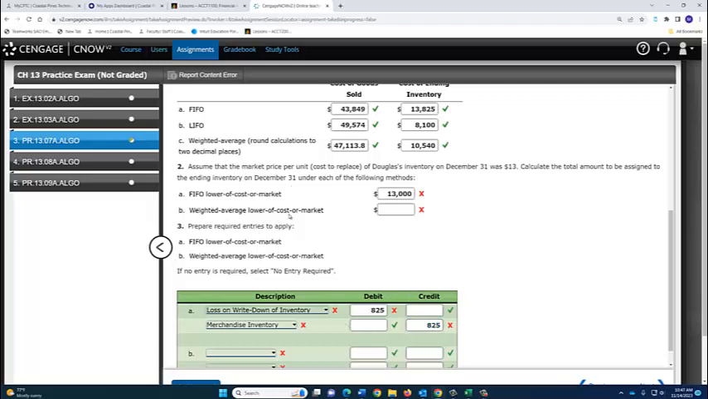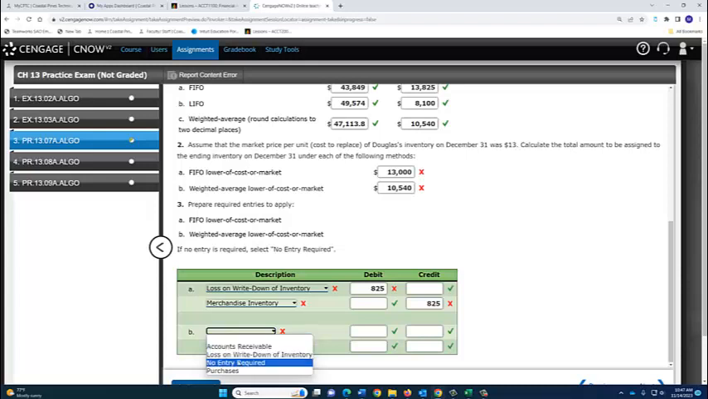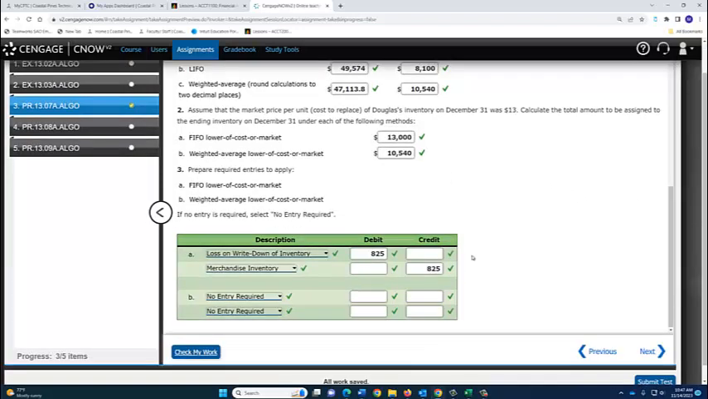All right, for the weighted average lower of cost or market, I'm doing the same thing. Weighted average cost is $10,540. The market price is $13,000. I'm just going to choose the lower of the two, which would be the $10,540. I'm already recording my inventory at $10,540 on my books, so I don't have to do a journal entry for that one. So I'll just put no entry required there. Okay. So I've got the X's now turned into check marks. So don't be intimidated by the lower of cost or market problems.